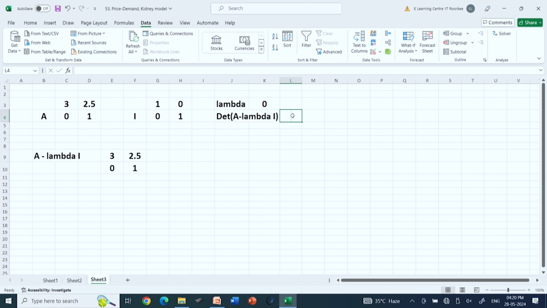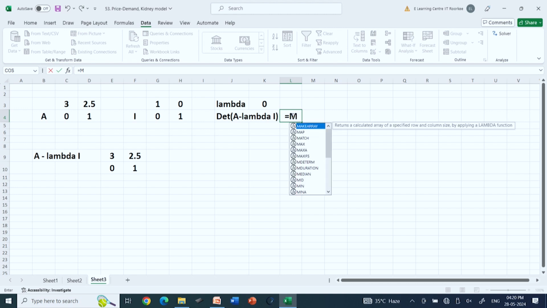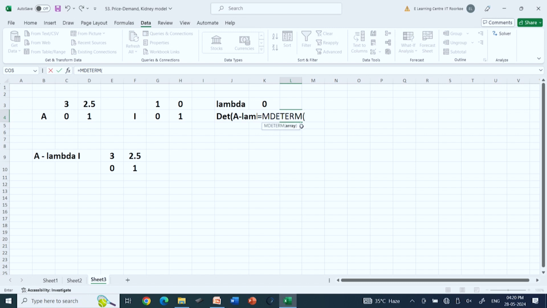Now for the determinant, the formula is you type MDETERM, which stands for matrix determinant. You click this, and it gives the matrix determinant of this value, A minus lambda I. You close it and press enter.